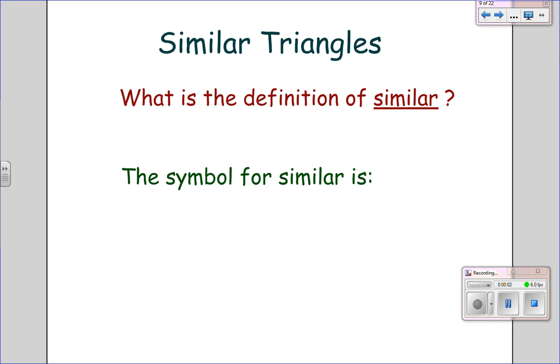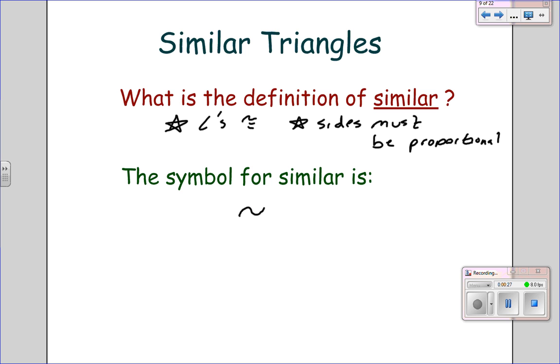Today we'll be looking at what similar triangles are. As a quick review, we got to look at what the definition of similar means. Similar, of course, what we learned about yesterday, means two conditions have to be met. First, all the angles must be congruent, and second, the sides must be proportional. Finally, we also learned the symbol for similar is the little squiggly line. So for two polygons to be similar, these two conditions must always be met.